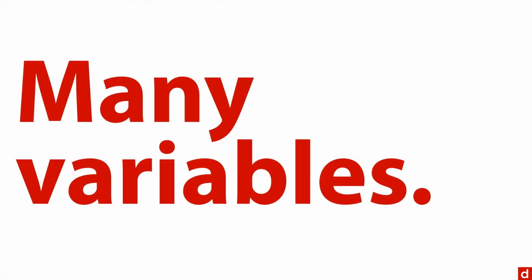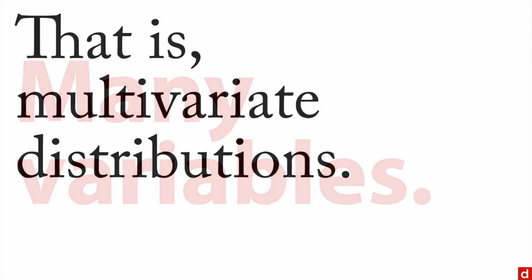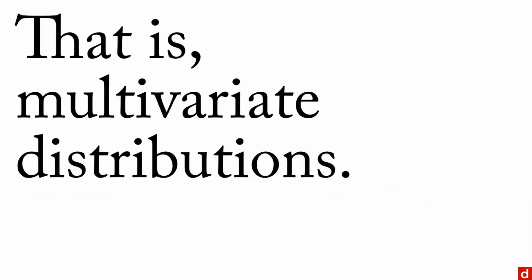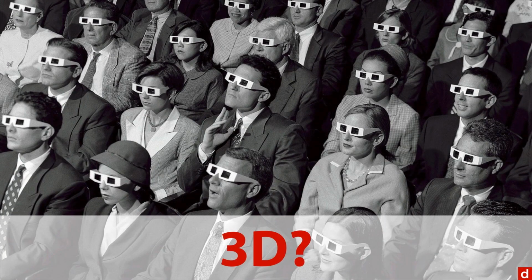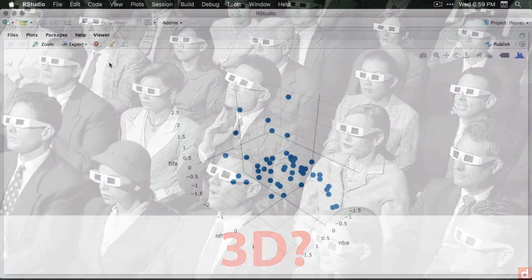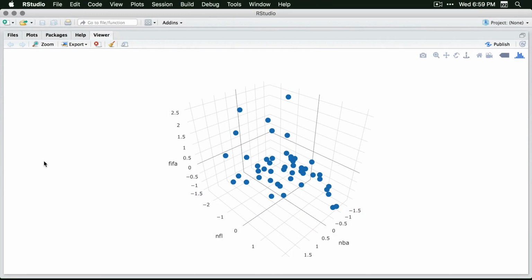And then finally, you want to go to many variables. That is multivariate distributions. Now, one big question here is 3D or not 3D. Let me actually make an argument for not 3D. So what I have here is a 3D scatter plot of 3 variables about Google searches. Up the left, I have FIFA, which is for professional soccer. Down there on the bottom left, I have searches for NFL, and on the right, I have searches for NBA.